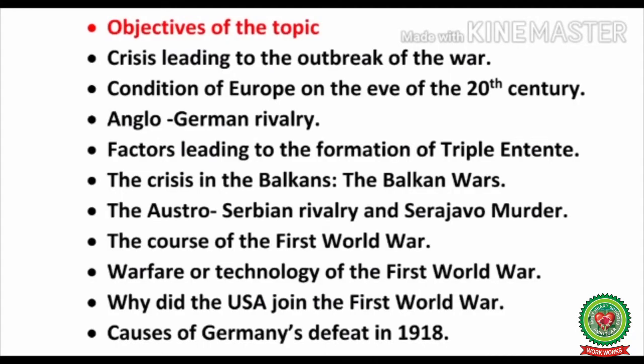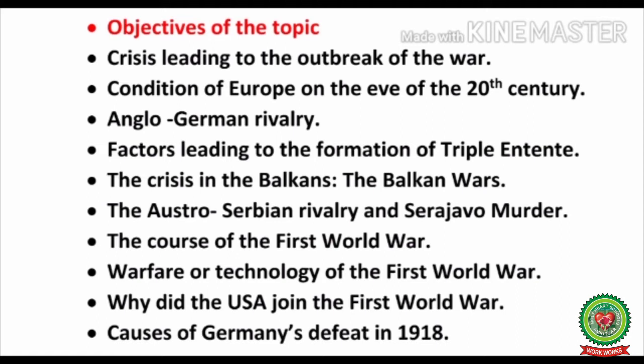The learning objectives of the topic are: crisis leading to the outbreak of the war, condition of Europe on the eve of the 20th century, Anglo-German rivalry, factors leading to the formation of Triple Entente, the crisis in the Balkans, the Balkan Wars, the Austro-Serbian rivalry and Sarajevo murder, the course of the First World War, warfare or technology of the First World War, why did the USA join the First World War, and causes of defeat of Germany in 1918.